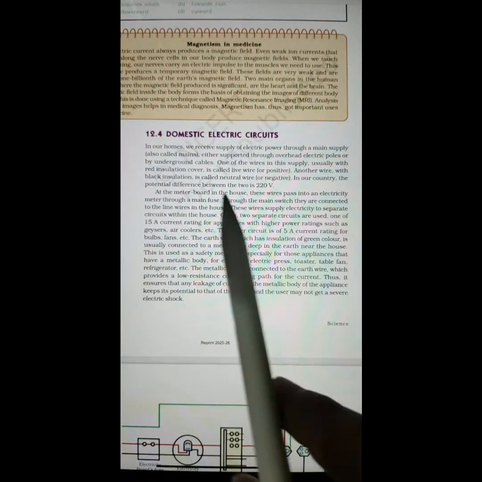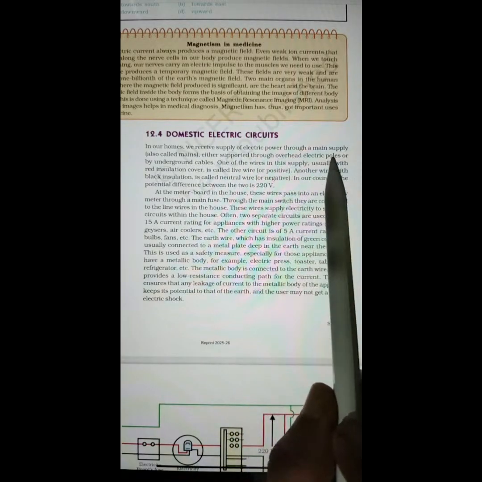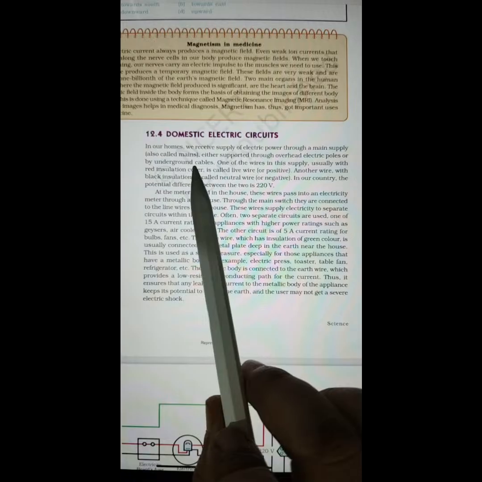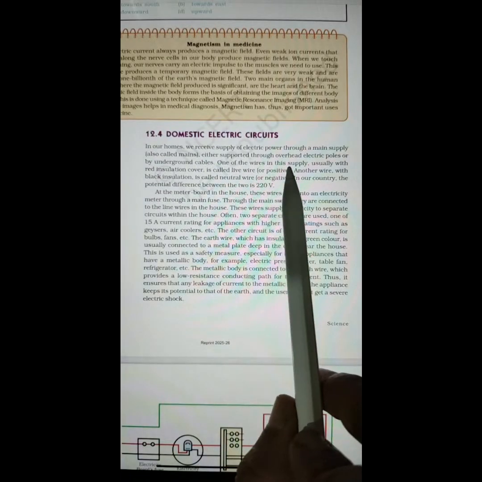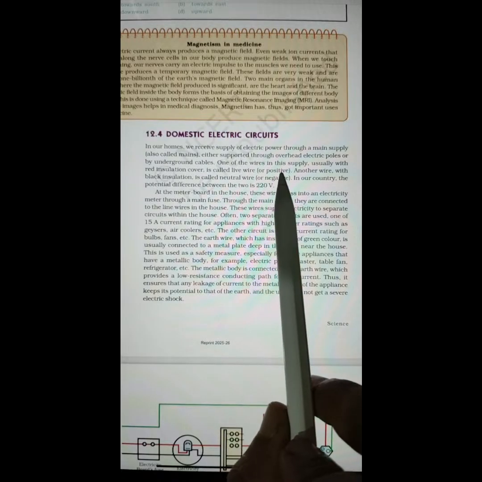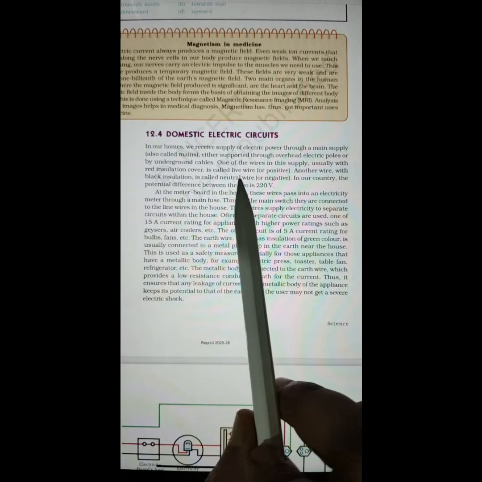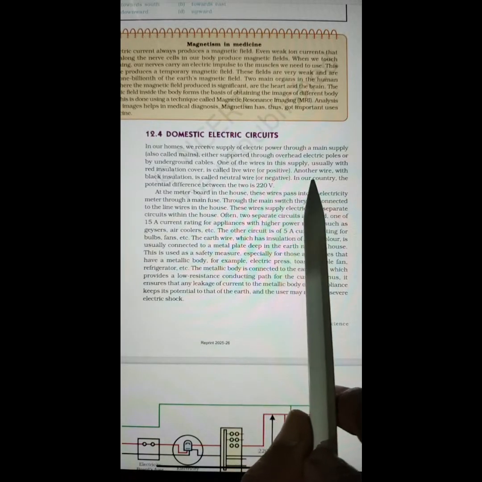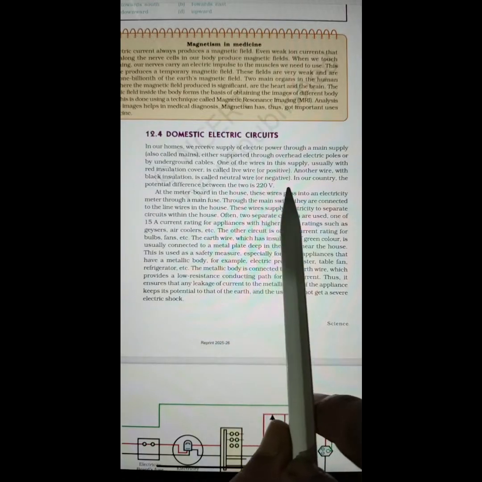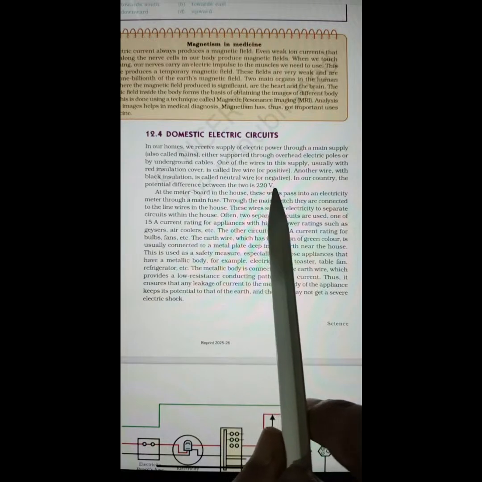Domestic electric circuits in our homes. We receive supply of electric power through a main supply, also called mains, either supported through overhead electric poles or by underground cables. One of the wires in this supply, usually with red insulation cover, is called the live wire or positive. Another wire with black insulation is called neutral wire or negative. In our country, the potential difference between the two is 220 volts.